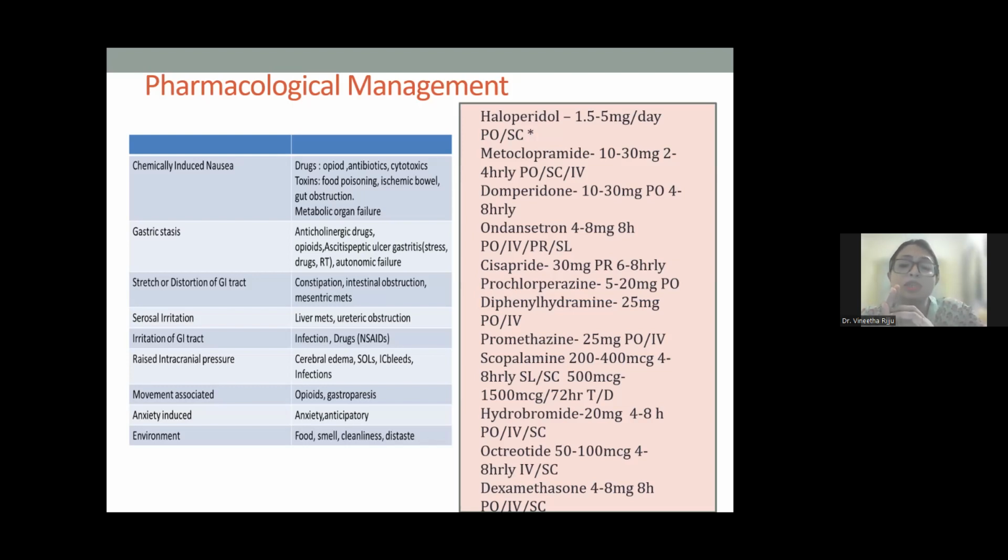Now, what happens when you give metoclopramide? It is a prokinetic. So when you give a prokinetic for a patient with intestinal obstruction who is having abdominal colics, the prokinesis itself increases the abdominal colic. So that is when you have to think about other antiemetics.